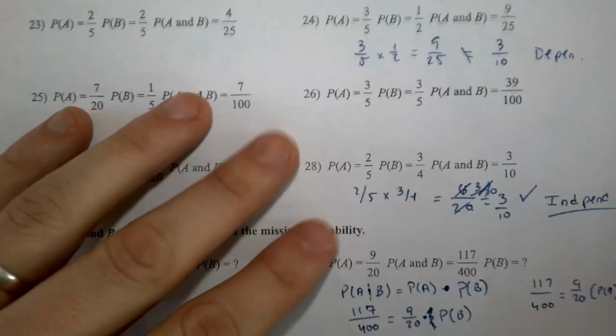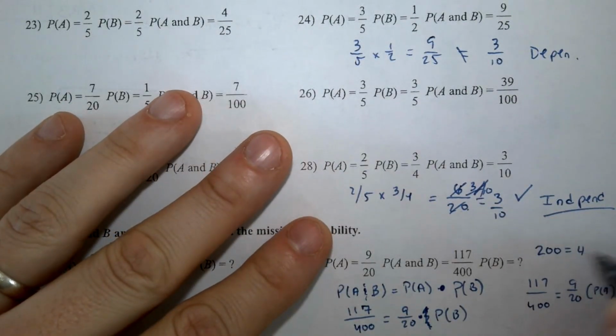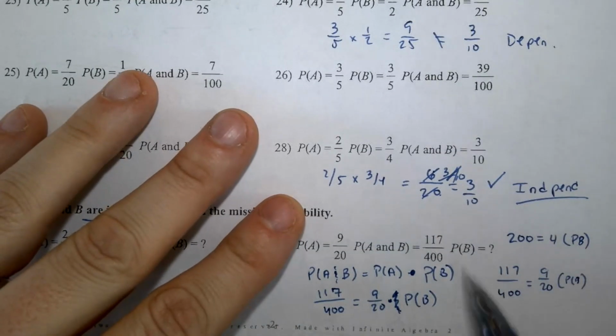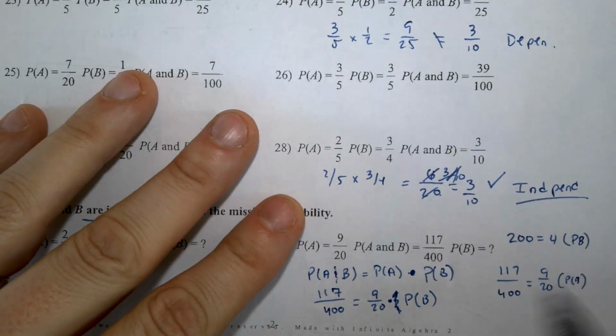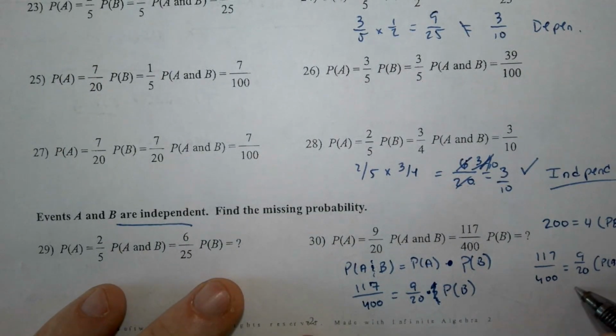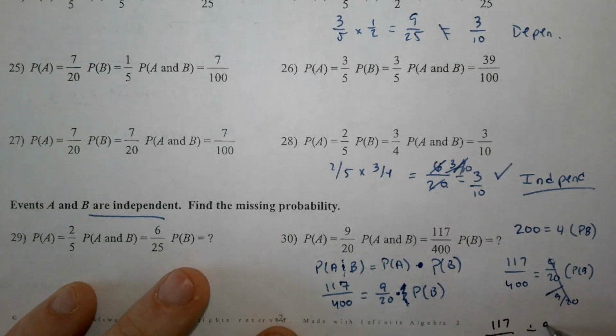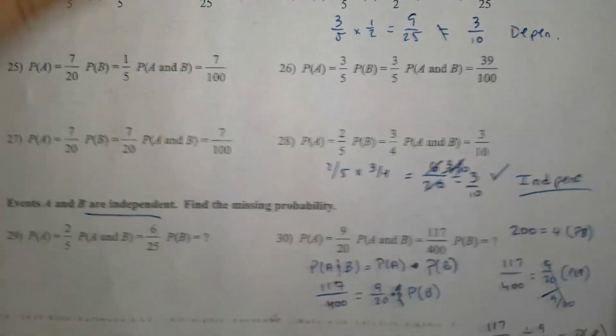How do we solve that? Well, this is no different than saying 200 is equal to like 4 probability of B's. So we would just divide by 4 in this case. We're going to divide by 9 out of 20. That cancels that off. So that means we have to do 117 over 400 divided by 9 out of 20. And you can use your calculator, and that will equal the probability of B.